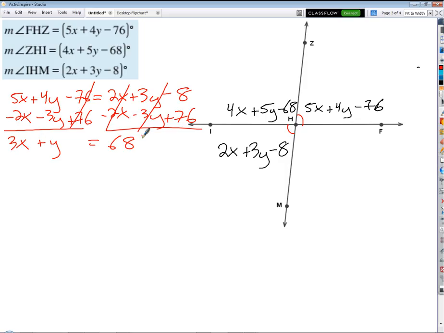Okay, what's another relationship that we could use here? What do you think? Can you think of another one that I could use? I know that these two have the same measures. What else?